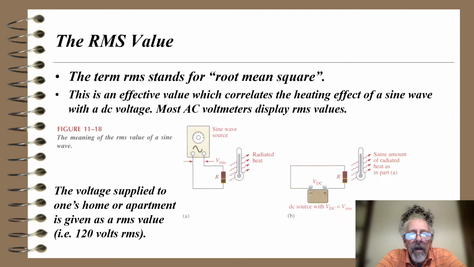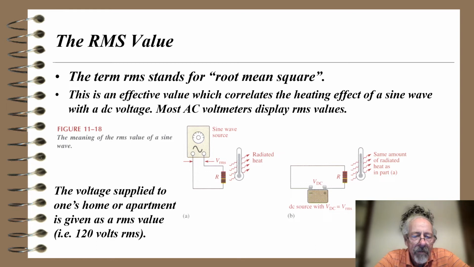So this diagram shows you a sine wave source with an output VRMS and a resistor, and the resistor is radiating heat. It shows the temperature being measured of the radiated heat. Then on the right, we have a DC source with voltage DC equal to VRMS, and we get the same amount of heat. So RMS was invented really to give you a way of comparing the heating effect of AC voltage versus DC voltage.